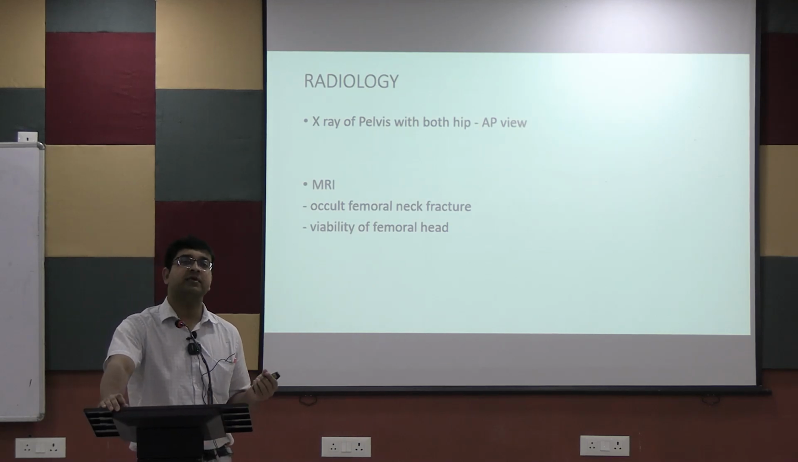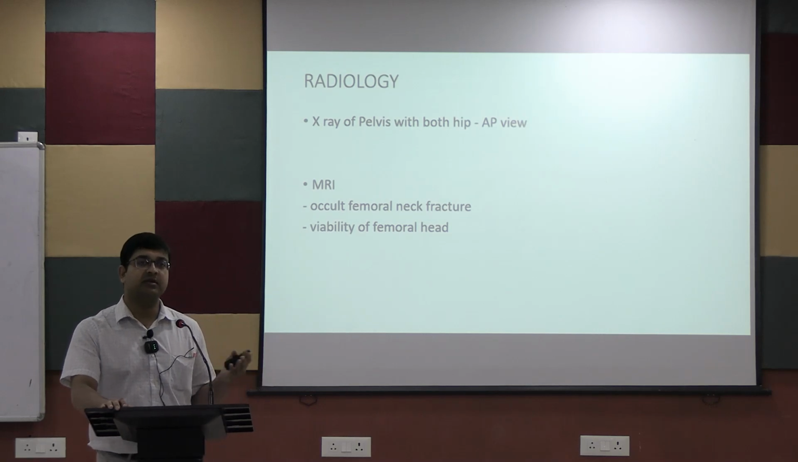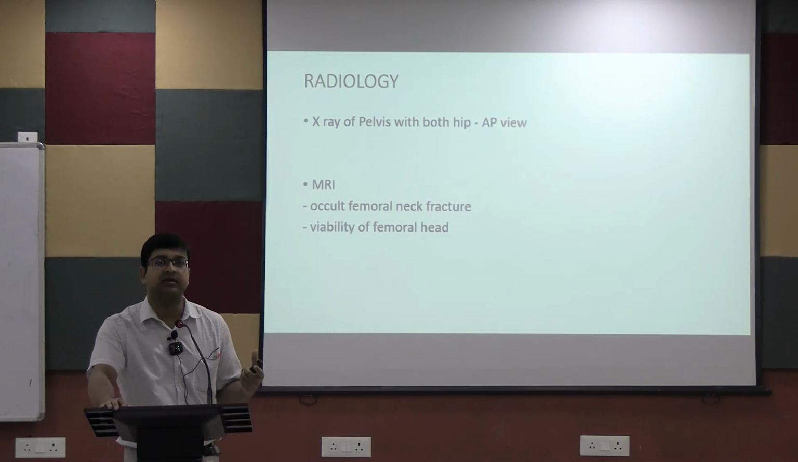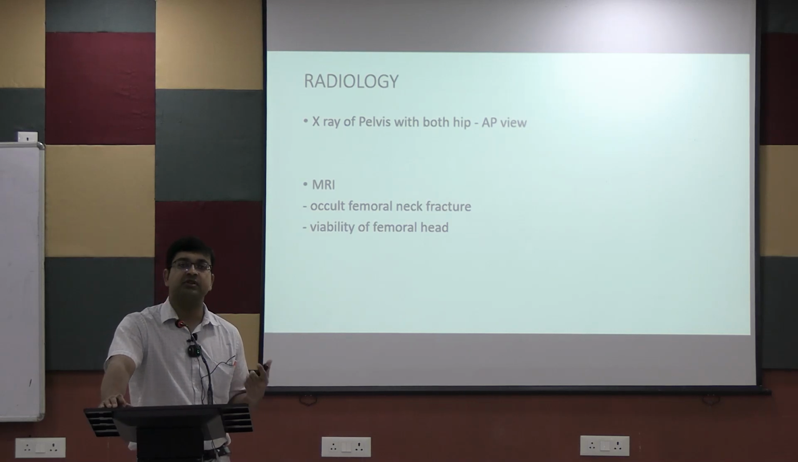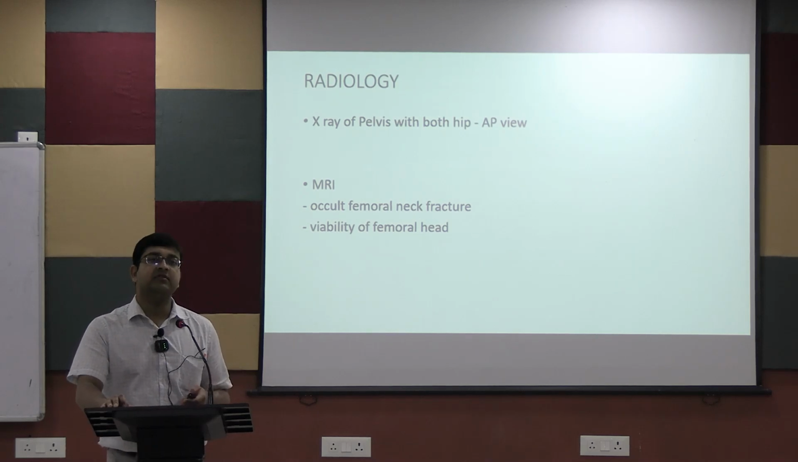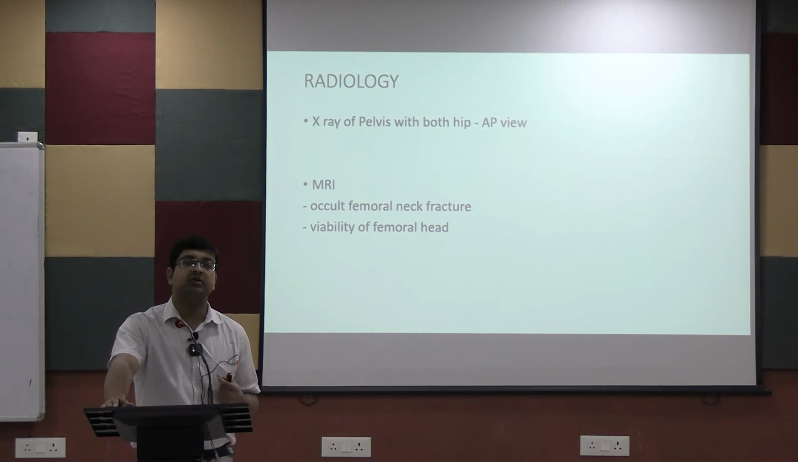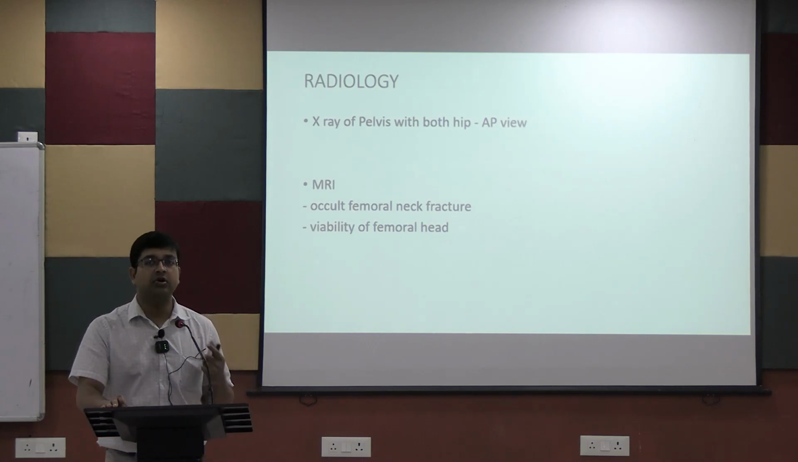Why? Because in neck of femur fracture, there are several patterns. One is impacted fracture. If there is an impacted fracture, you will not see a clear-cut fracture line in X-ray. So in that case, you have to do CT scan, or better, you have to do MRI. Okay. Next is another important thing for the treatment of neck of femur fracture, the vascularity of the head of the femur, whether the head of the femur is viable or not.